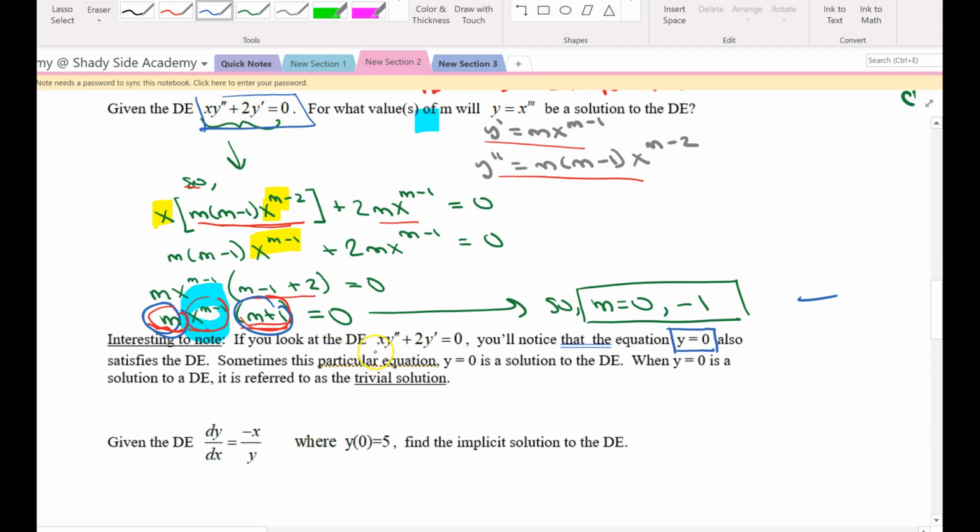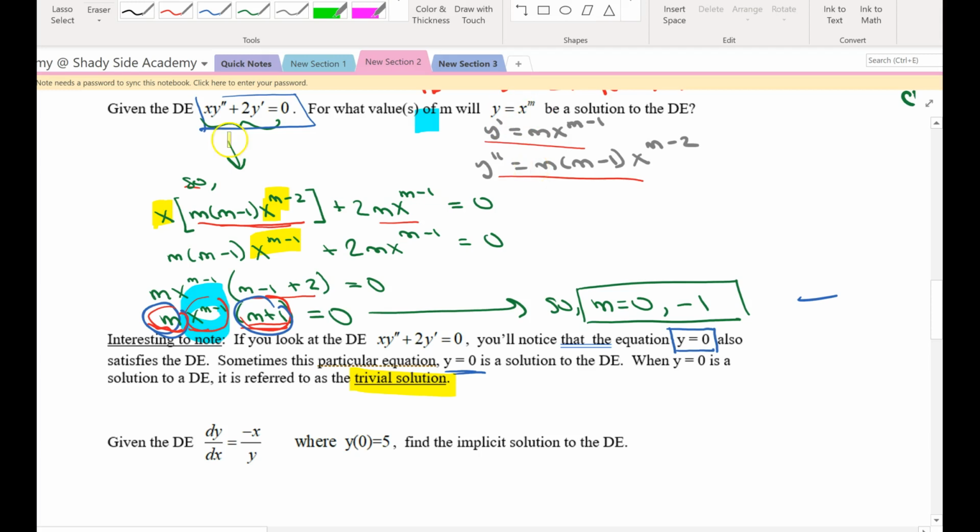And this is pretty common in diffie-qs. Sometimes a diffie-q will have y equals 0 as a solution to the differential equation, but that trivial solution, and there's a reason why it's called trivial, doesn't manifest itself necessarily in the course of either solving the diffie-q outright or doing something like this, where you are looking at what values of m will make y equals x to the m a solution, for two reasons. One, y equals x to the m will never equal 0, because x raised to some power will never be 0 unless x is 0.